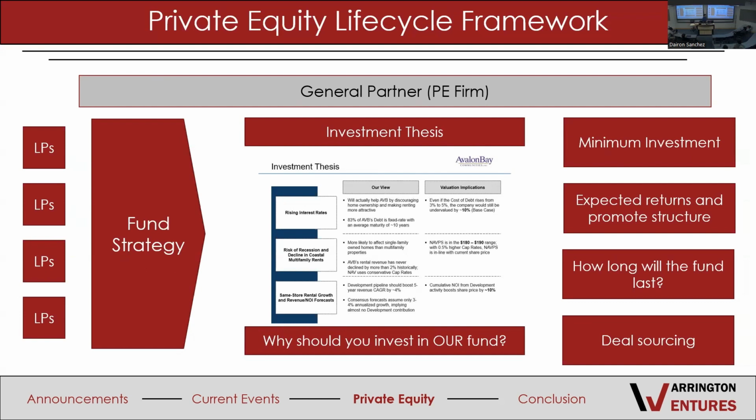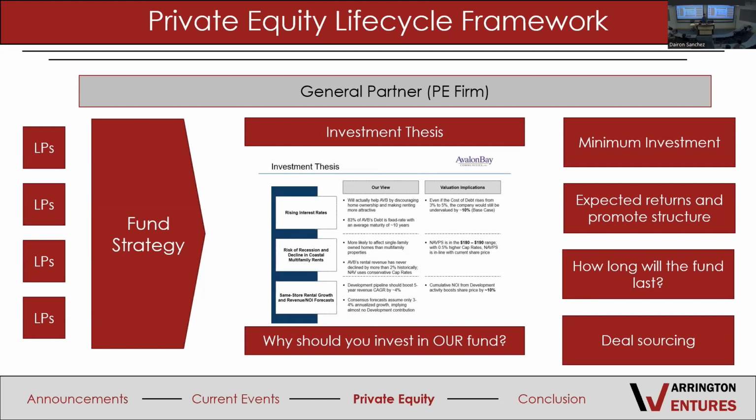83% of ABB's debt is fixed rate with an average maturity of 10 years. Valuation implications, they're worried about how this is going to impact the valuation of the company. Even if the cost of debt rises from 3 to 5%, the company would still be undervalued by 10% in the base case. You're going to see a lot of this language when you're talking about investment theses as it pertains to the acquisitions of different companies. You know, what's happening in the economy, what changes can be, what are the variables, what levers can they pull, what are the implications on the valuation, because at the end of the day, what they care about is selling this company for more than they bought it for.